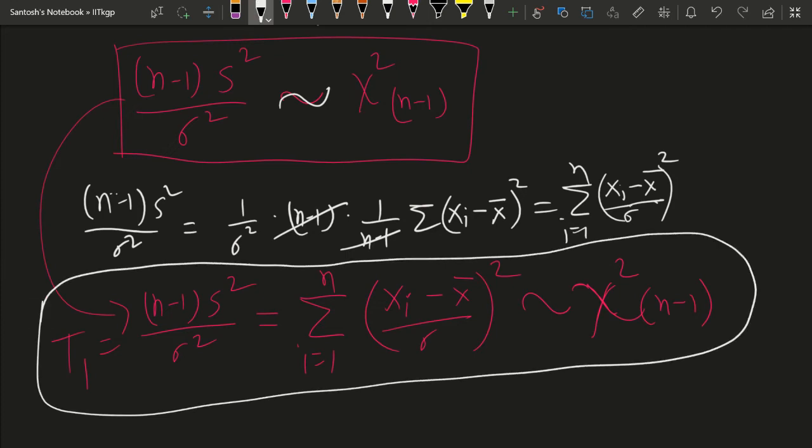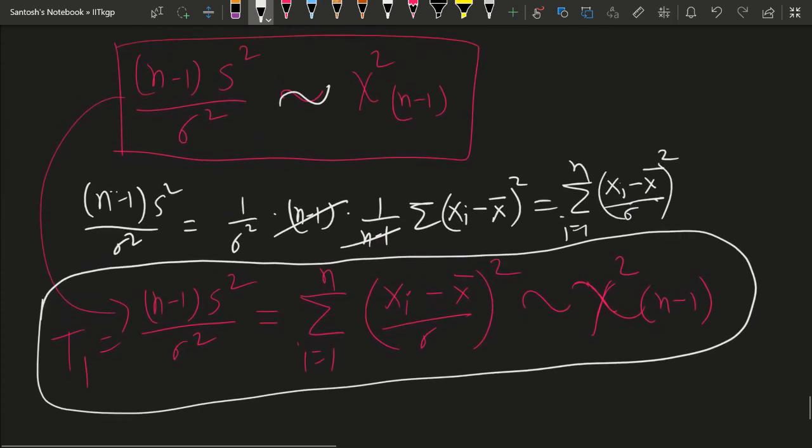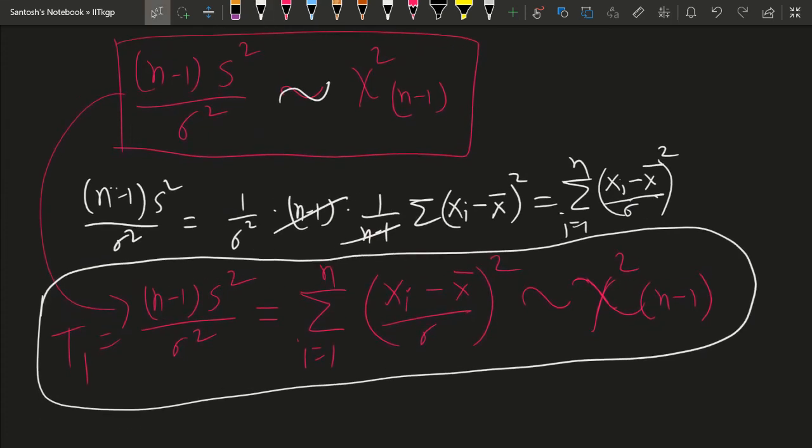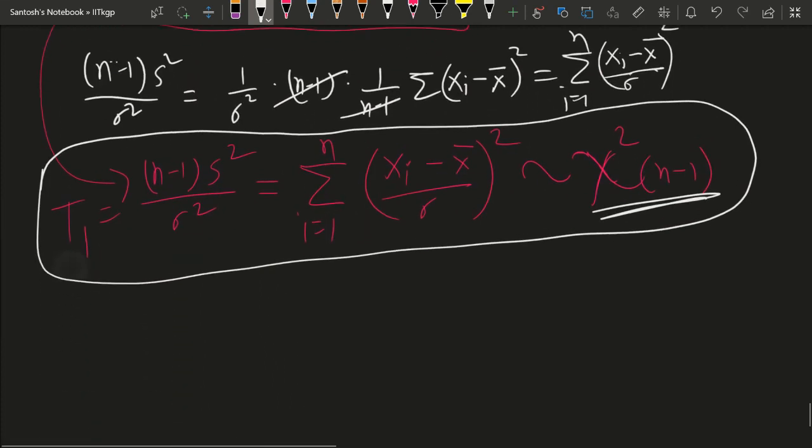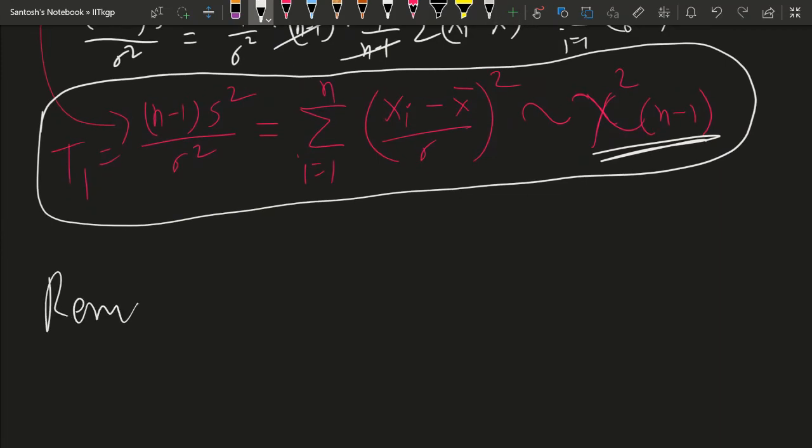The proof is not given here, it is out of the scope of your syllabus. When you see it at a higher level, you will see the proof there, but not at your level. So you just have to remember this result and apply it. Okay, now I will write the remark also.